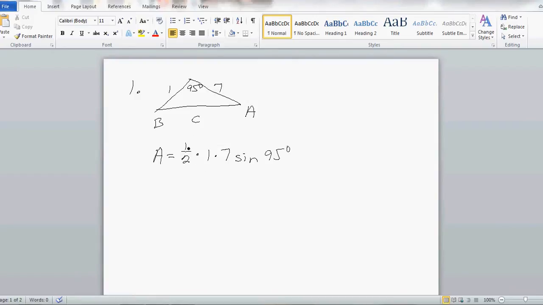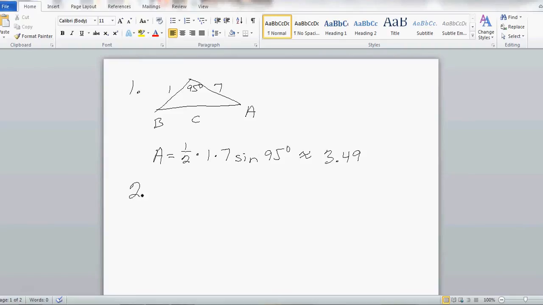This is a formula you're going to need to remember. 1/2 times the two sides that we know times the sine of the included angle. And the directions do say round to 2 decimal places, and so all it is from this point is to multiply these together and get the answer, which appears to be 3.49. 3.49 square units. If there's no units given, don't even worry about labeling it. The area is 3.49.